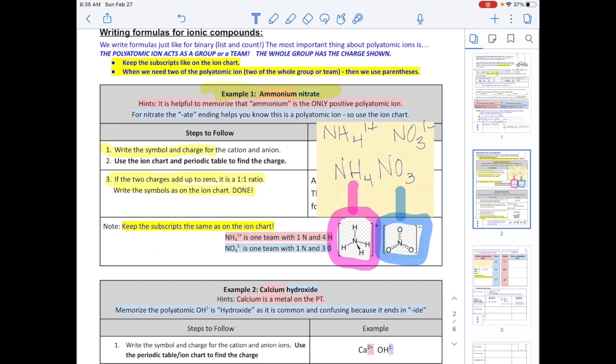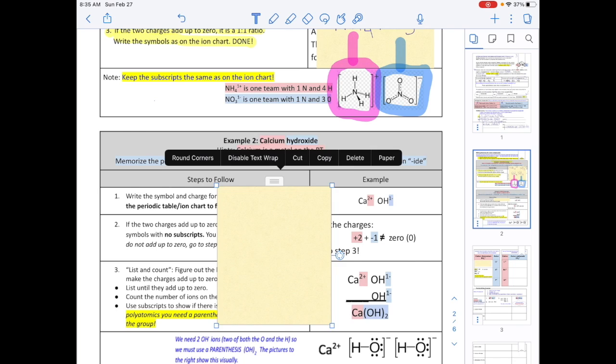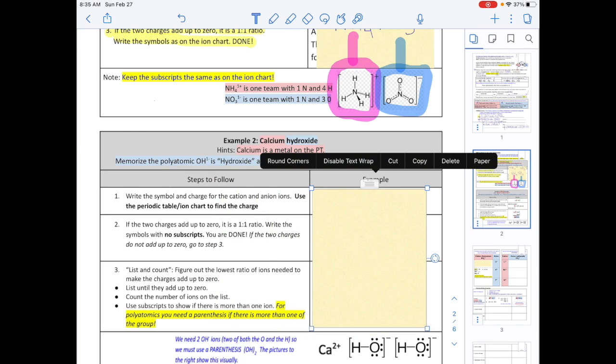Okay, let's try the next example. I'm going to add a sticky so I can do it with you watching.